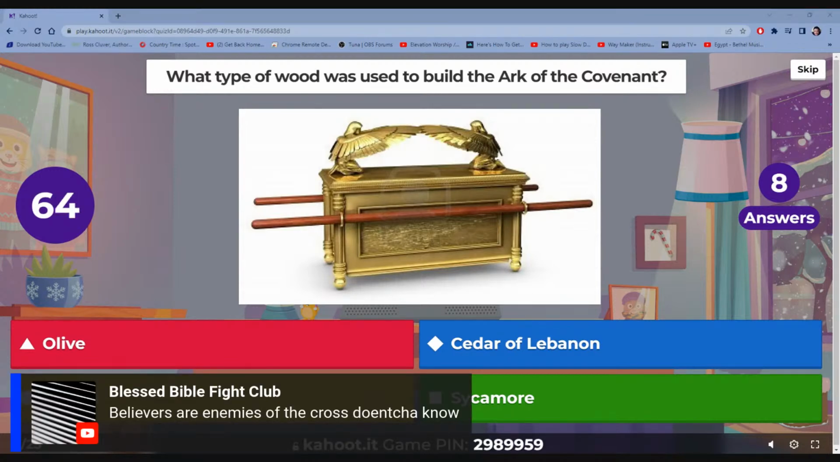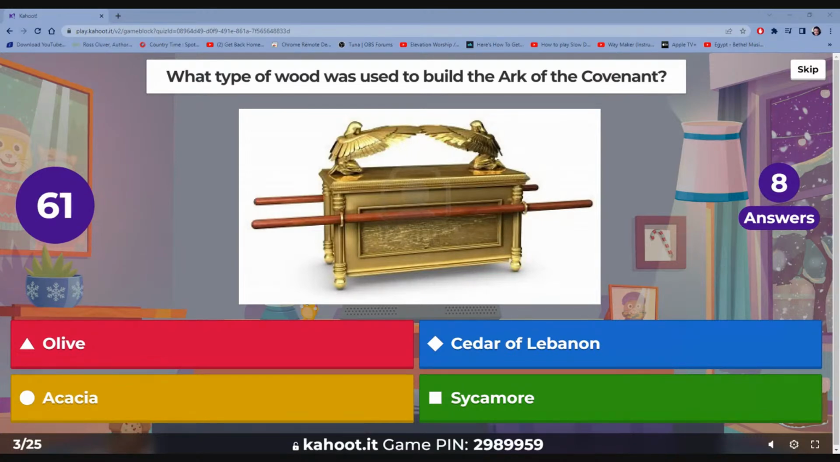Believers are enemies of the cross, don't you know? We're not attacking people.